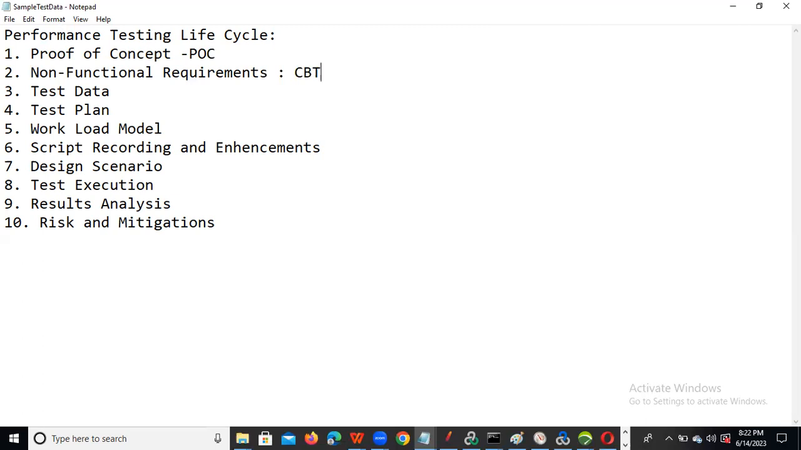So what are the non-functional requirements? First point will be CBT. Very important, CBT. What is the CBT? Nothing but critical business transaction. So we are testing non-functional only, right? Non-functional means we do not test the entire application. So whatever critical business transactions there are, those only we need to test.